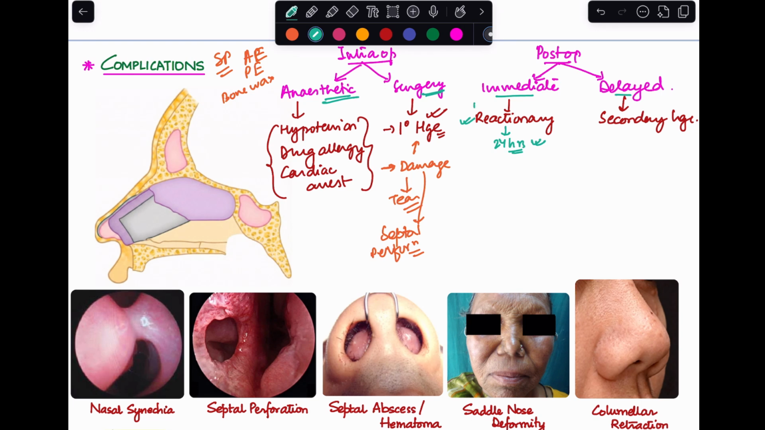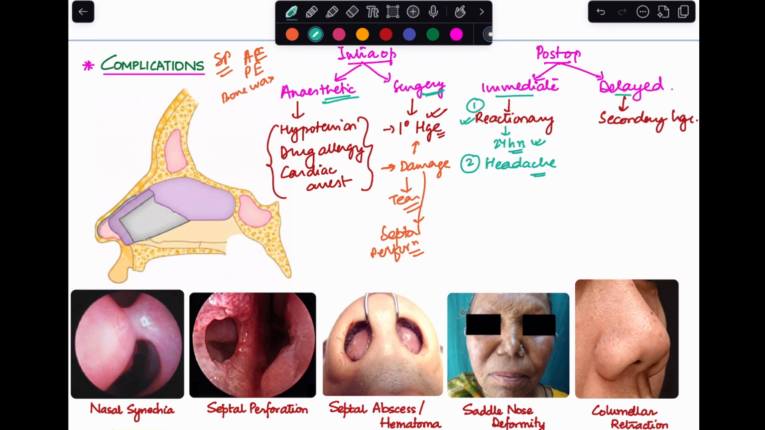So that's our first immediate post-op complication. Our second complication is headache. Now, why does headache occur? Headache can occur because at the end of septoplasty, we do a nasal packing, right? Anterior nasal packing. Now, if you end up doing a very tight nasal packing, which is pressing on the turbinates and the septum, because of this pressure, it can lead to the development of headache in these patients.